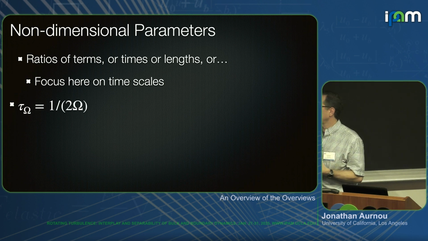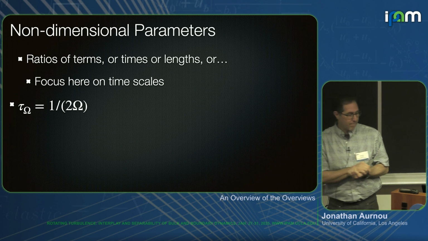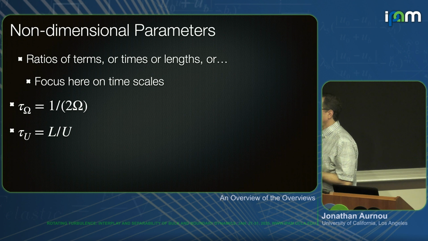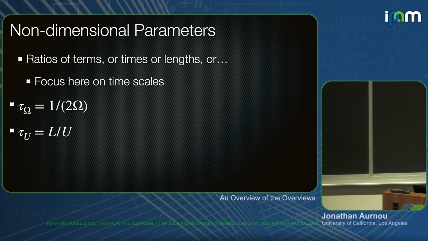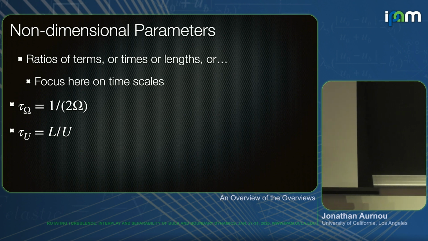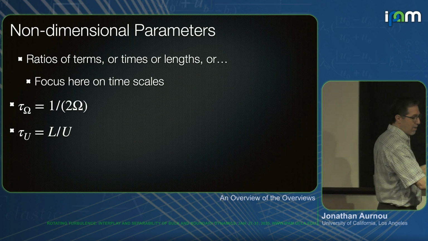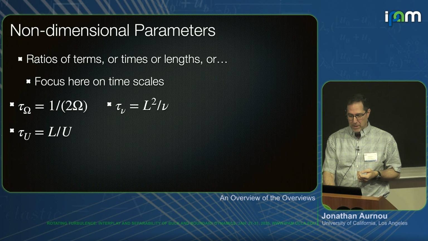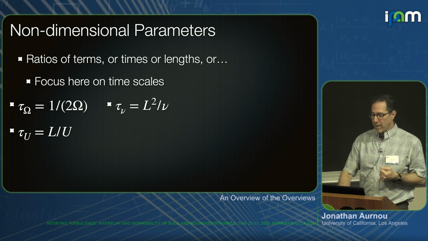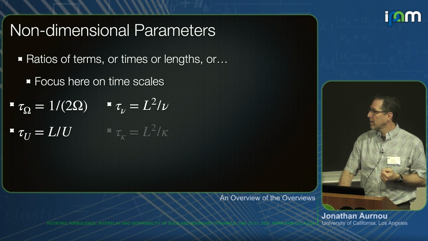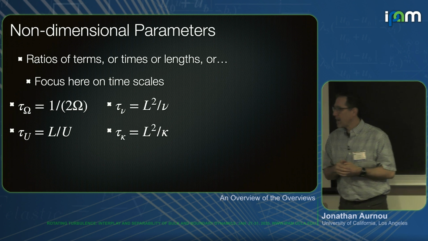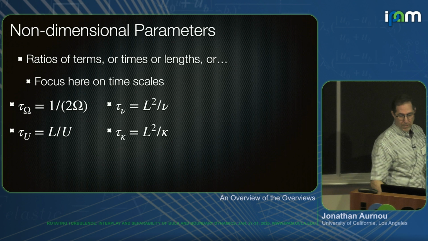So we have the rotation time, 1 over 2 omega. You'll see that as tau omega. We have some sort of advection time, that's the characteristic length over, again, some characteristic velocity. That's tau u. And then we have a viscous diffusion time, tau nu, where nu is the kinematic viscosity of the material, and kappa, a thermal diffusion time, where kappa is the thermal diffusivity.